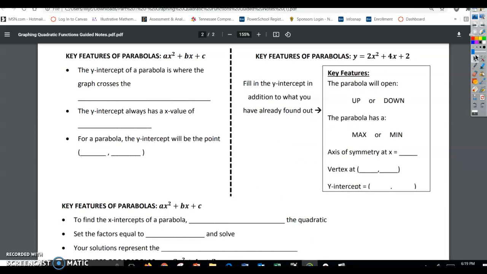All right, the next part says key features of a parabola. Ax squared plus bx plus c. The y-intercept of a parabola is where the graph crosses the y-axis. The y-intercept always has an x value of 0. For a parabola, the y-intercept will be the point (0, c).